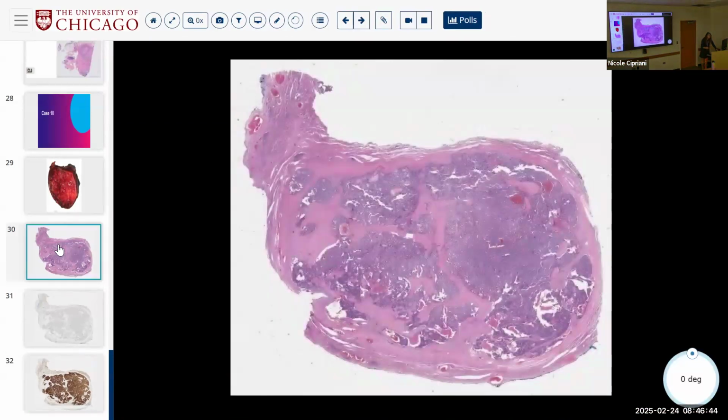So again, weird morphology, think about the weird variants, think about the NTRK fusion, think about, in this case, cribriform morular. So hopefully that was all helpful. Okay, sorry to cut it short.